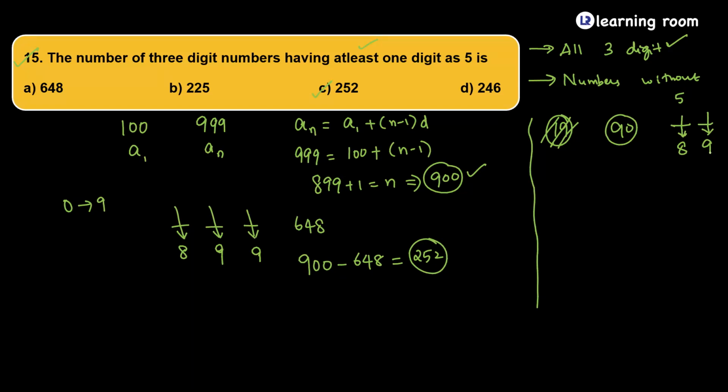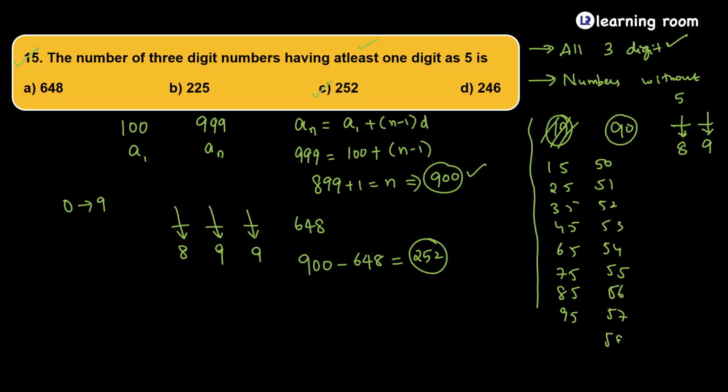So what are all the numbers we can think of? 15, 25, 35, 45, 65, 75, 85, 95. How many are there? 1, 2, 3, 4, 5, 6, 7, 8. 8 have come. So start with 50: 50, 51, 52, 53, 54, 55, 56, 57, 58, 59. So count and see. Okay, so these are the 18 numbers with at least one 5, or both digits being 5.